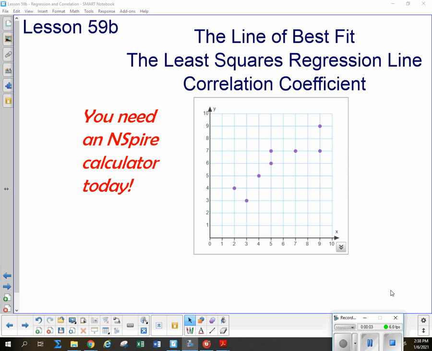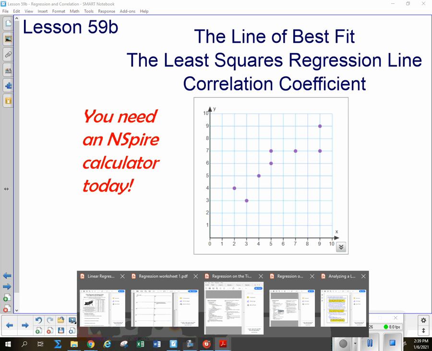Today we will learn how to do linear regression with the help of our calculators. So you will need your calculator. Almost all of you have an Inspire. A couple of you have different kinds, but you need to have that ready to go.